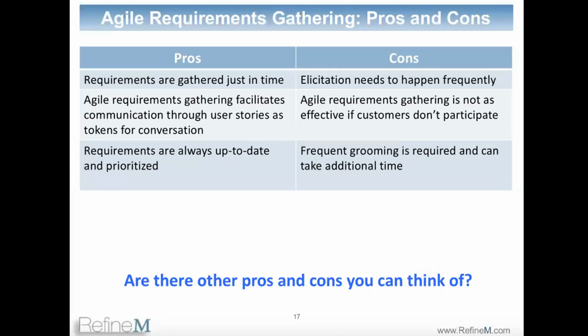But all of that is very helpful, as we saw in the previous slide, that requirement gathering using agile is really beneficial. Does anybody know any of the other downsides of agile requirement gathering? Any downsides that you can think of?